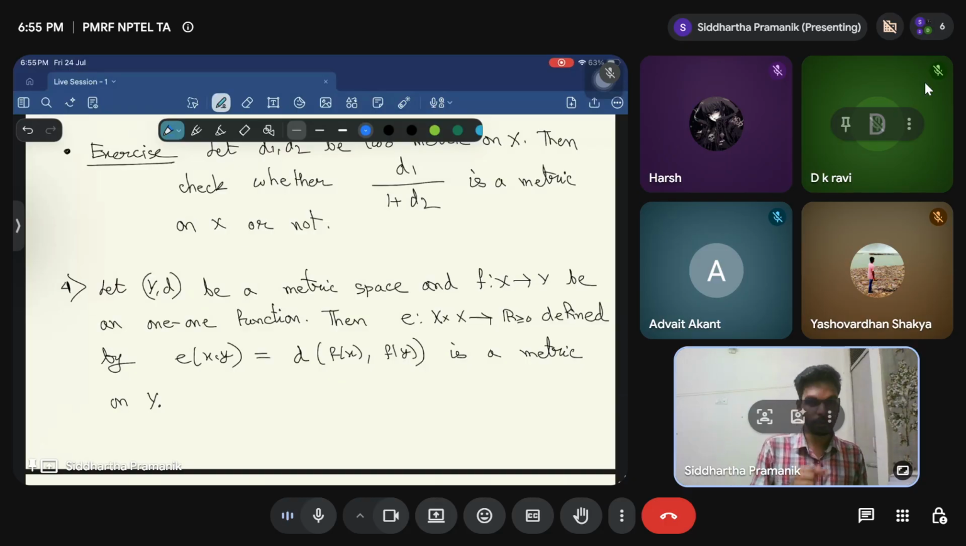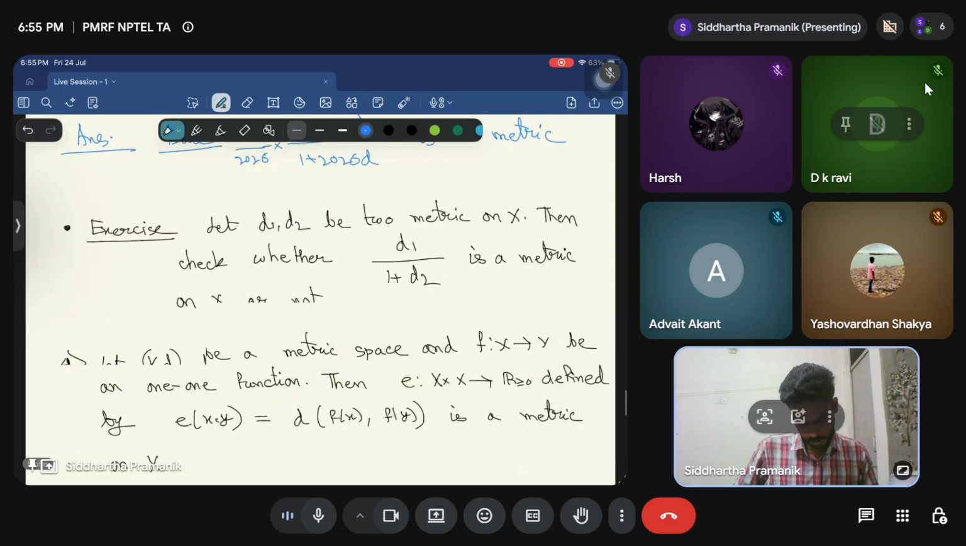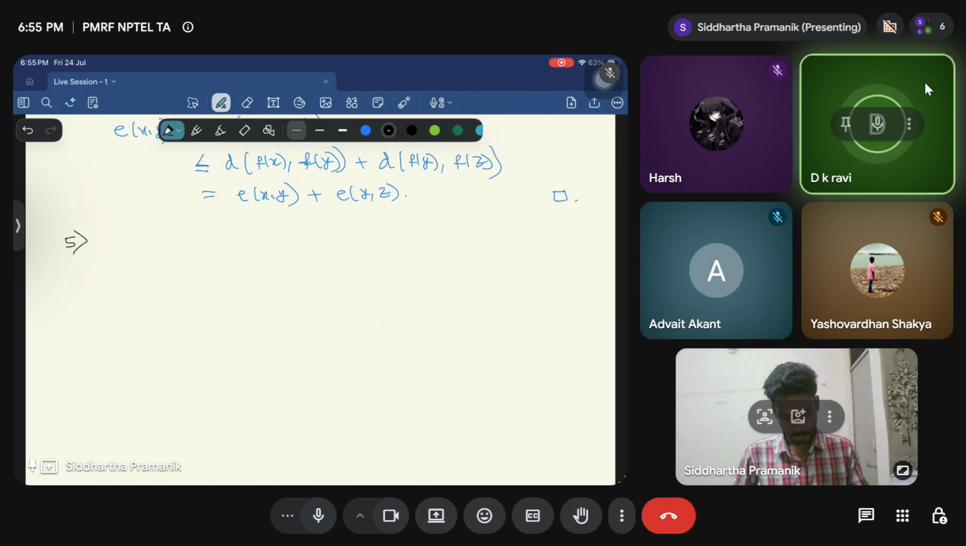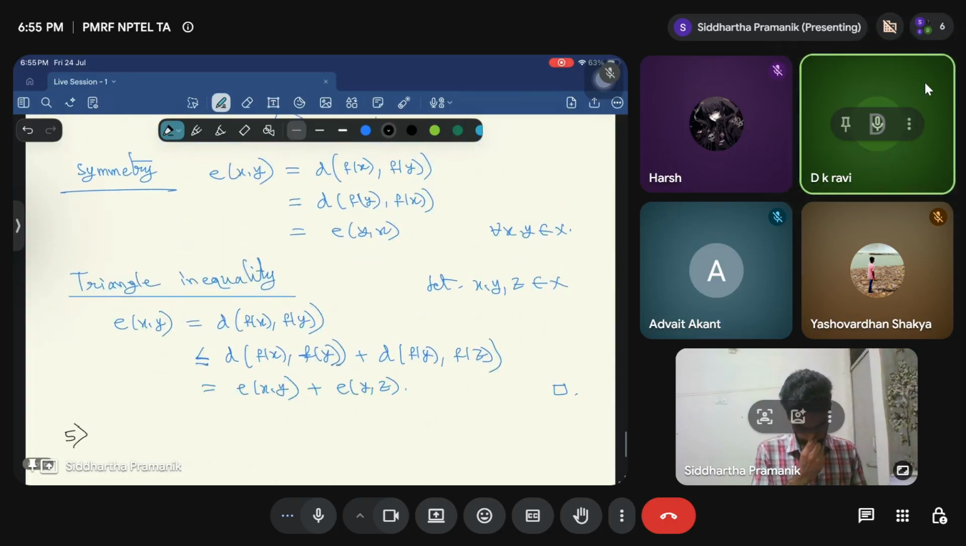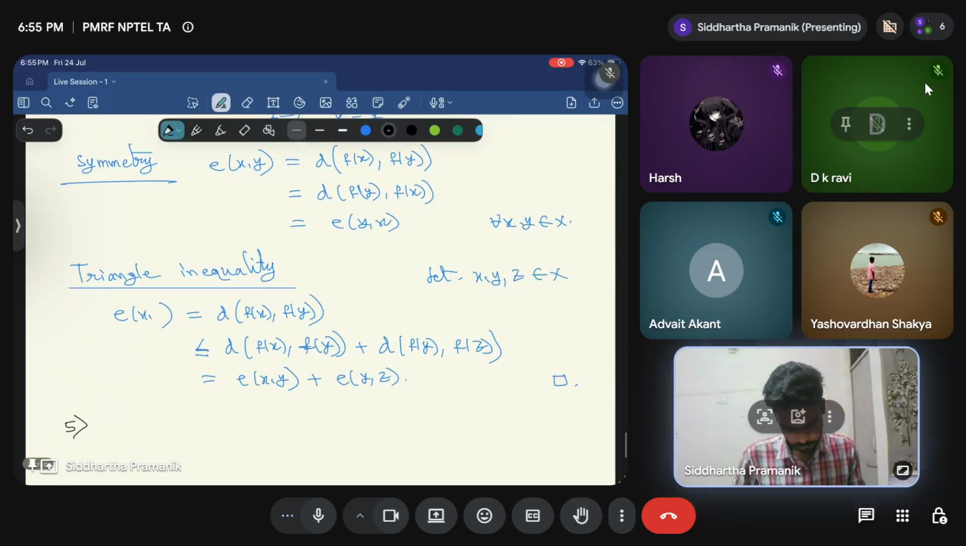Now let's utilize this one in our next problems. So what is the number? This is 4. Okay, meanwhile any questions so far? In the last step for the triangle inequality, it will be e of x comma z. Sorry, yeah, you are right. Yeah, thank you.